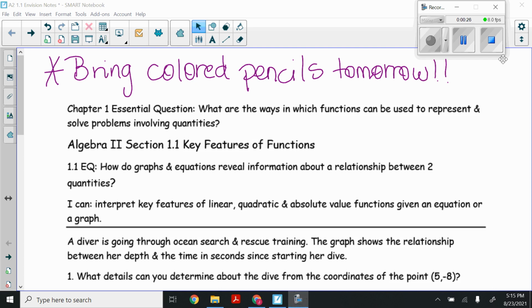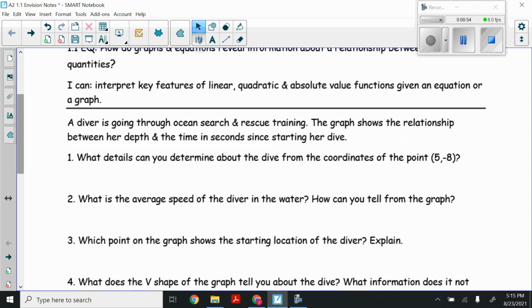After section 1.1, you should be able to interpret key features of linear, quadratic, and absolute value functions given an equation or a graph. So yesterday in class, we reviewed linear, quadratic, and absolute value functions. We will spend 2 days on section 1.1, so today and tomorrow we will finish it. And at the end of the week, we will take our quiz over section 1.1. All right, so let's go ahead and get started.